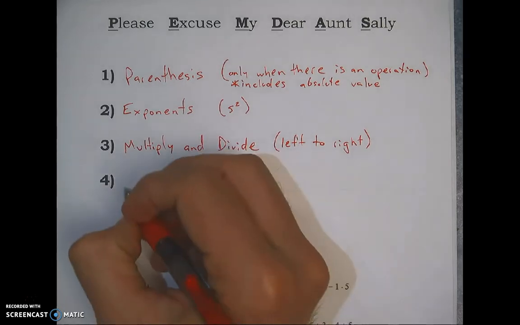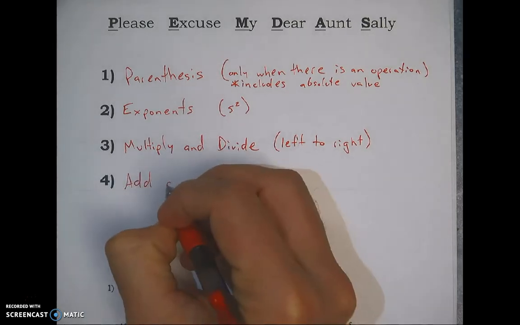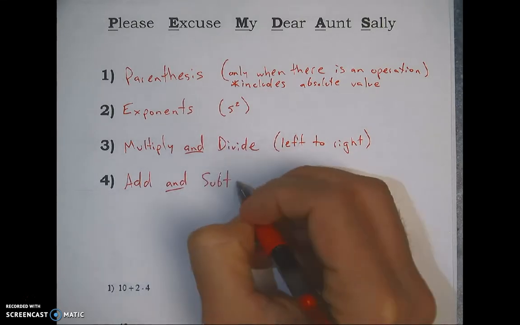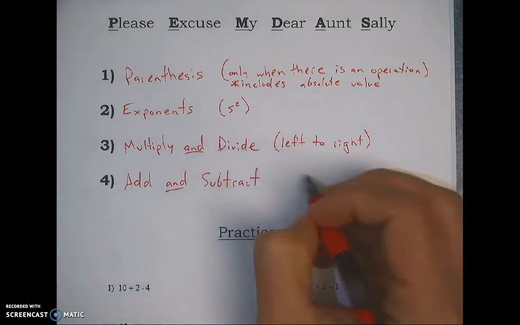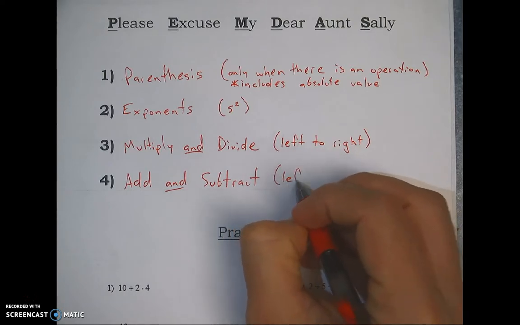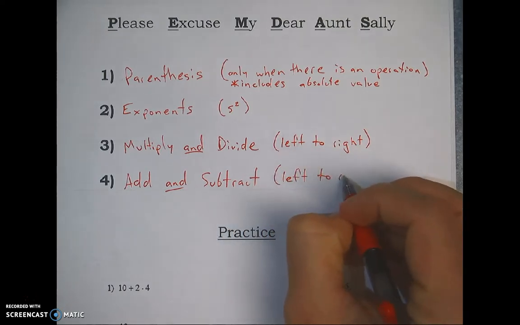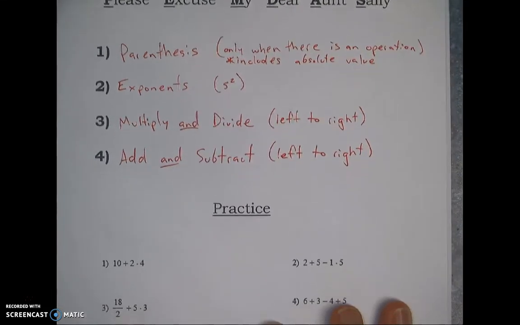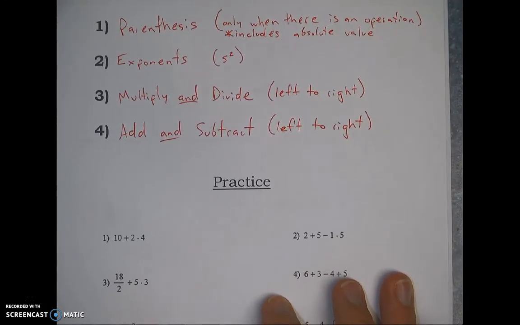Number 4 is add and subtract. Again, keyword and, not then. You don't add and then subtract. You add and subtract at the same time, whichever you see first from left to right. And I'll show you why it makes a difference. So let's slide down. You've done a million of these before. We're going to start with some nice, easy ones.